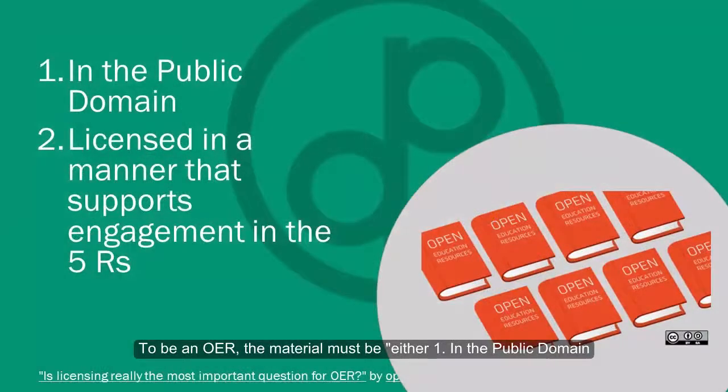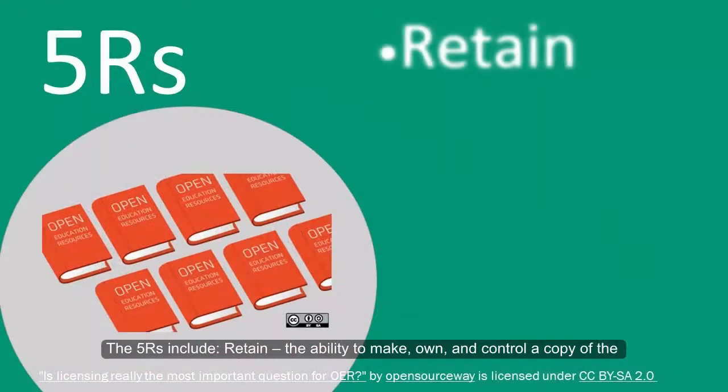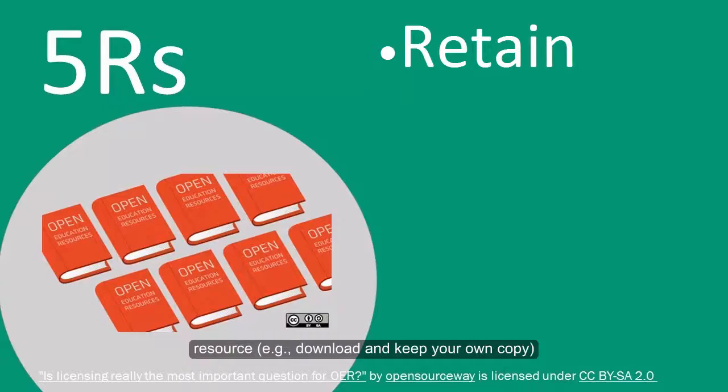To be an OER, the material must be either 1. In the public domain, or 2. Licensed in a manner that provides everyone with free and perpetual permission to engage in the 5R activities. The 5 R's include retain, the ability to make, own, and control a copy of the resource.